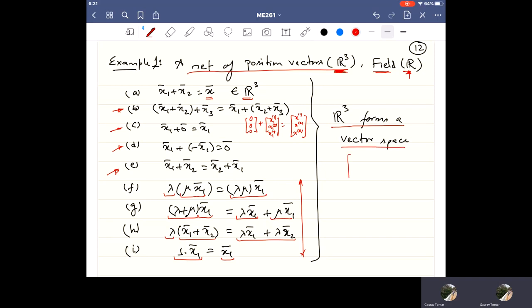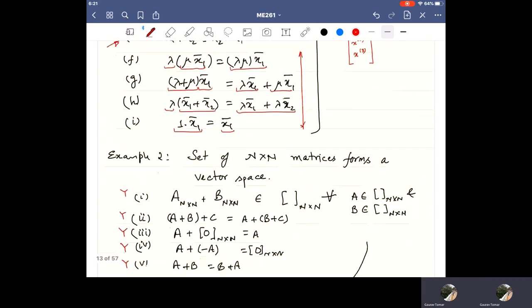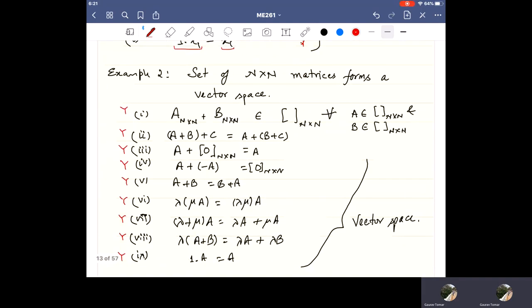Okay, and the general vector that you will write would have three components: x1, x2, and x3. Right? That's how you'll write. Now we'll go to another interesting example. We say that a set of n cross n matrices also forms a vector space.